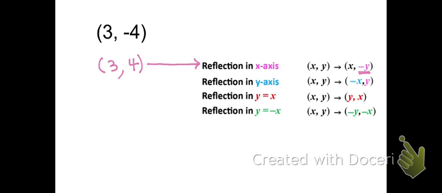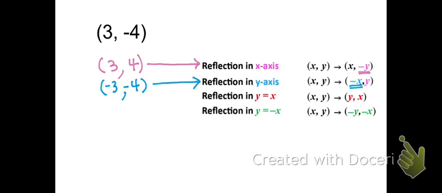Now the y-axis. Notice when you reflect over the y-axis, the y-coordinate stays the same. But the x-coordinate is now the opposite sign. So it was +3, now it's going to be -3. So this is the same point reflected over the y-axis.